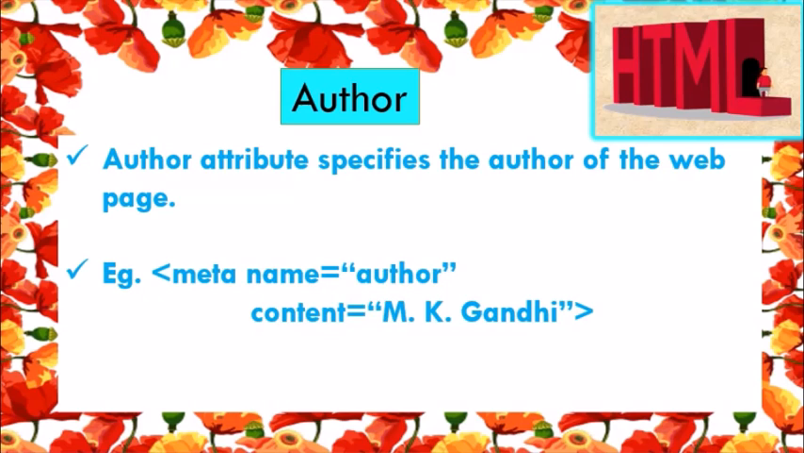Author. Author attribute specifies the author of the web page. For example, meta name equals to and within double quotes author, content equals to within double quotes M.K. Gandhi. This meta tag specifies that the author of this web page is M.K. Gandhi.